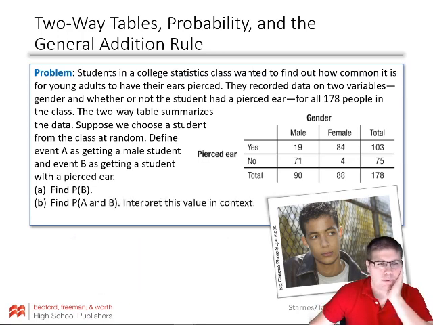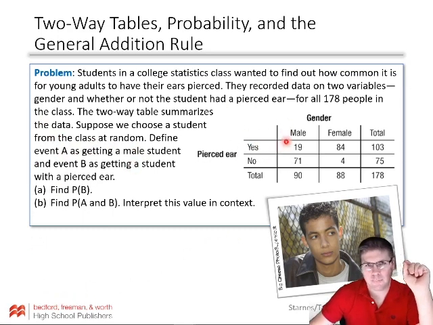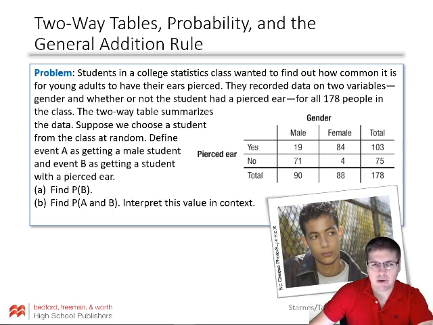Then we want to know the probability of A and B, and then also interpret that value. So I want that the student is male and has a pierced ear. This is a joint frequency, if we want to get back to those terms. I want male and pierced ear. That's these 19, but that's out of everybody, 178. And so that is the probability of getting a male with a pierced ear.